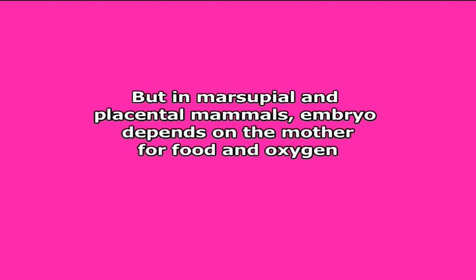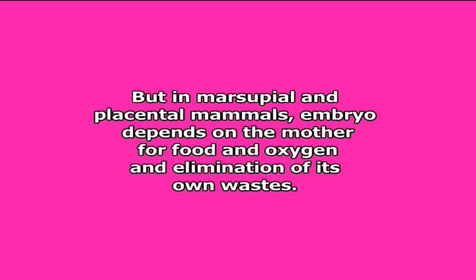But in marsupial and placental mammals, embryos depend on the mother for food and oxygen and for elimination of their own wastes. The fetal membranes begin to develop while the contact with the uterine wall is being established. Different extraembryonic membranes of mammals develop in the following manner.